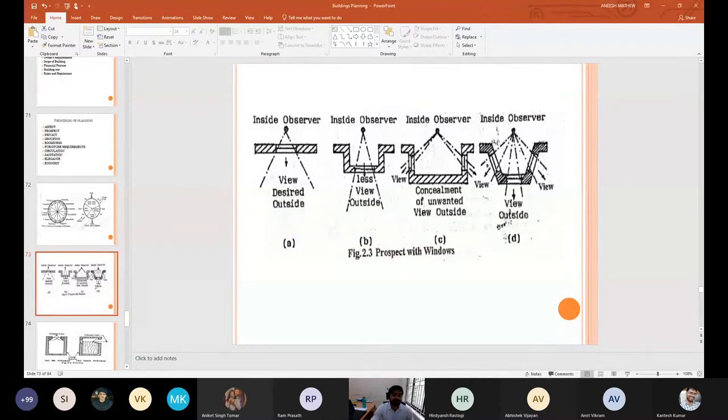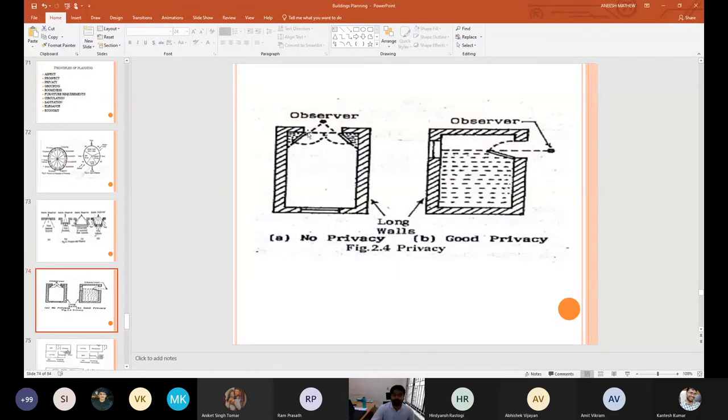Another thing we discussed is privacy. I hope you understand the meaning of privacy. Nowadays, especially in residential buildings, privacy is one of the important building planning principles you have to consider when doing building planning. How we can achieve privacy, I already discussed, with one figure last class. This is one example. Here is your room. If you put your door in the middle of the wall, what is happening? The vision angle covers the entire room. Are you understanding? So this never provides any privacy. Here you can observe no privacy.